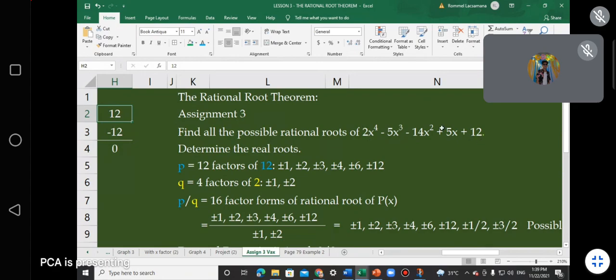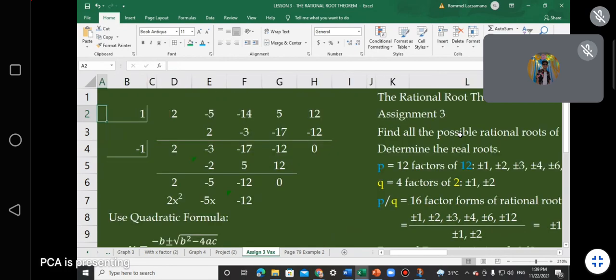Make sure, if there is a term that is missing in the polynomial, to put a zero for the missing term. It must be complete: 4, 3, 2, 1, and then the constant that does not have the variable. Likewise in here, the constants are 2, negative 5, negative 4, 5, and 12.